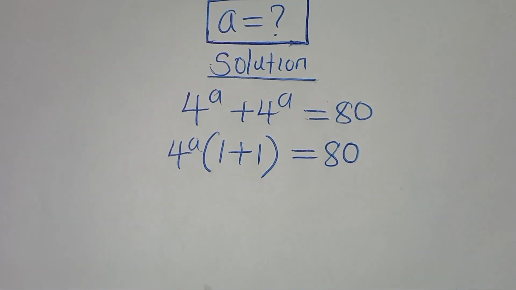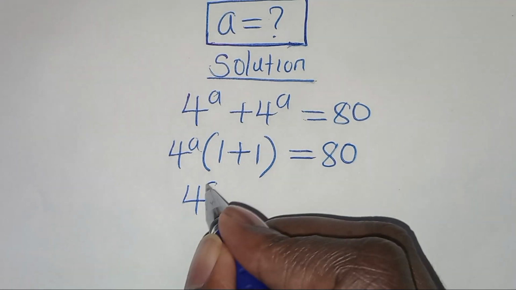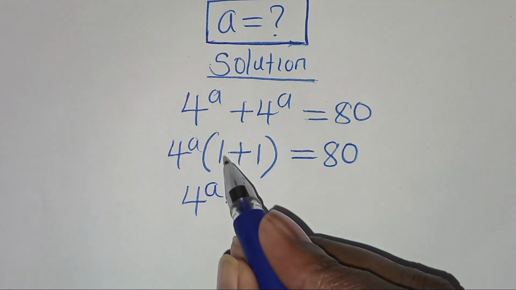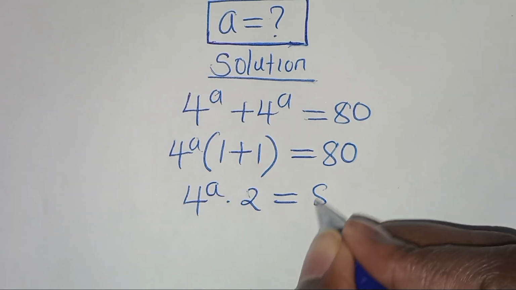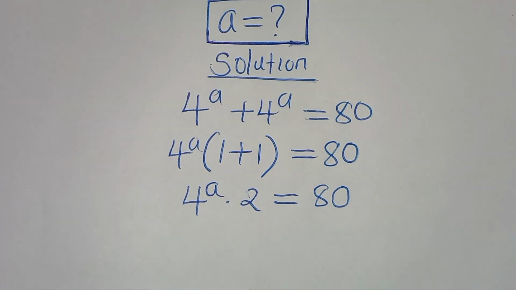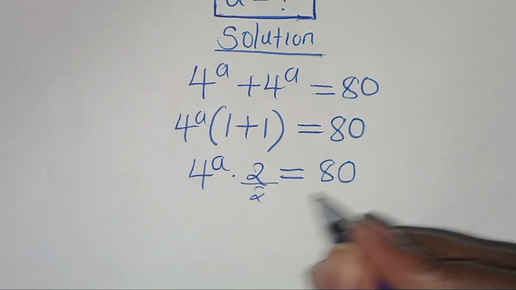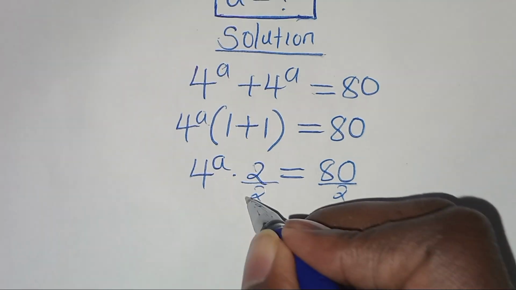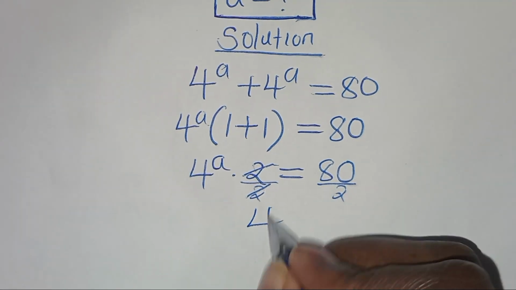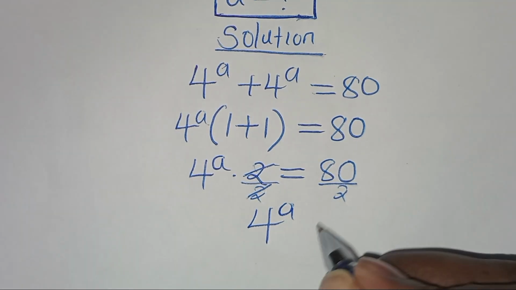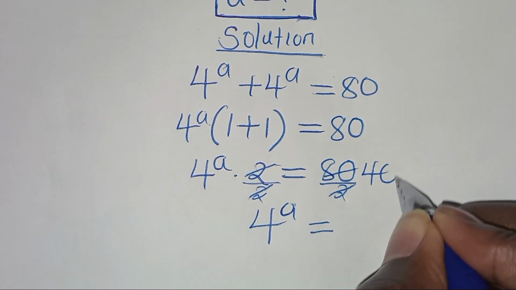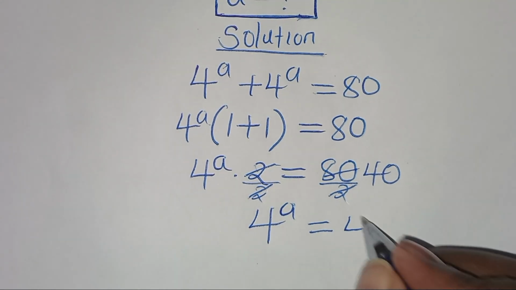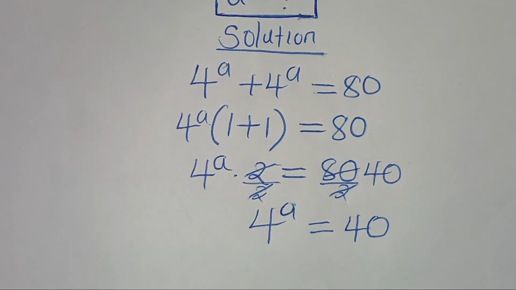The next step is that we have 4 to the power of a multiplied by 1 plus 1. This is equal to 2. This is equal to 80. So let's divide both sides by 2 from here, so that now we have 4 to the power of a. This is equal to 80 divided by 2. This is 40. So we have that 4 to the power of a is equal to 40.